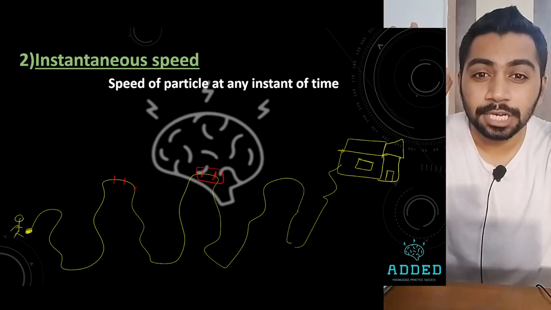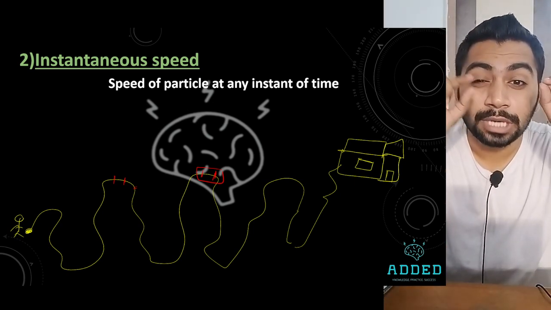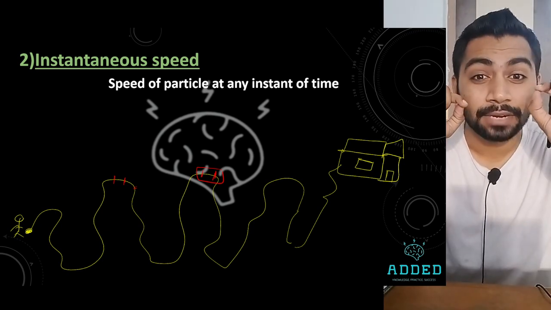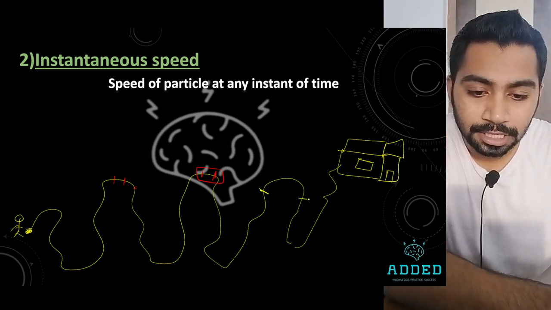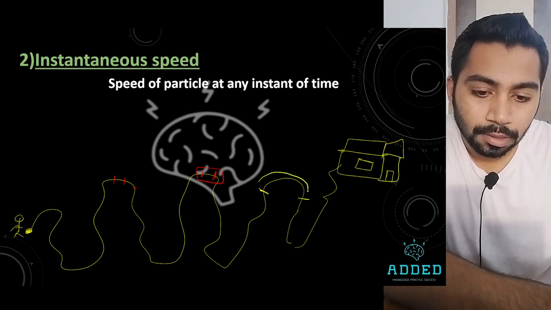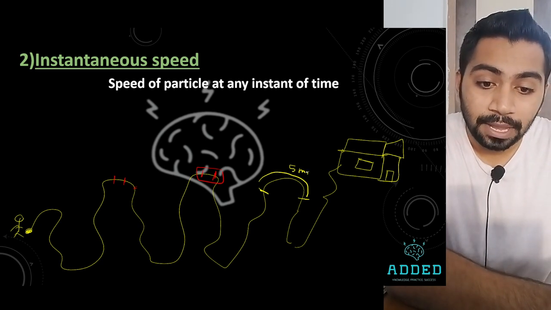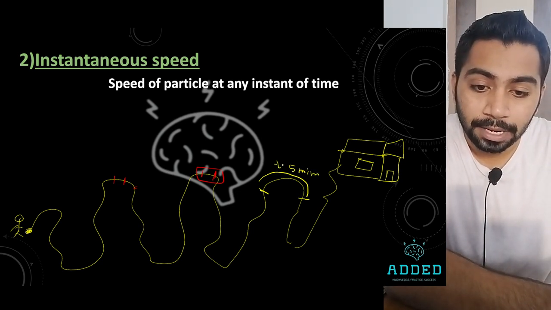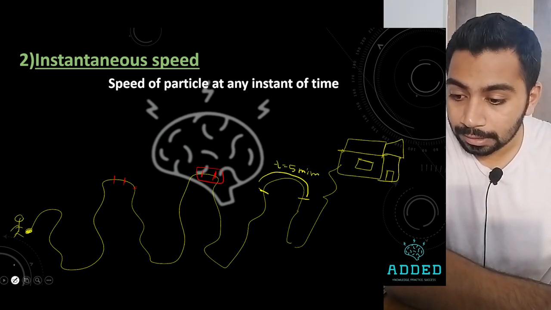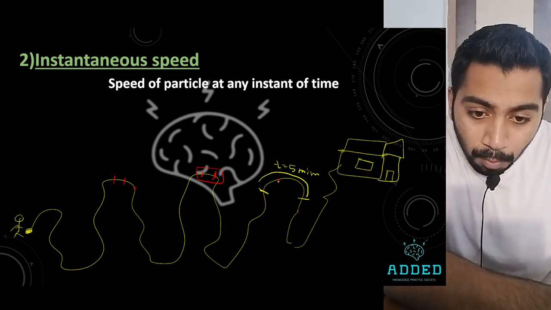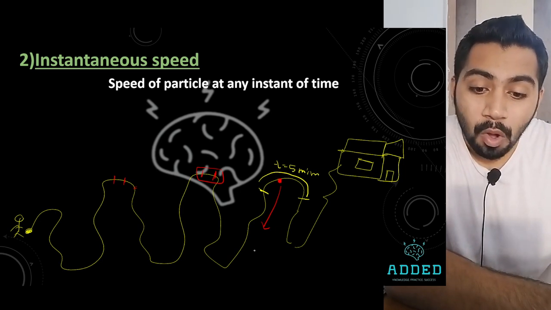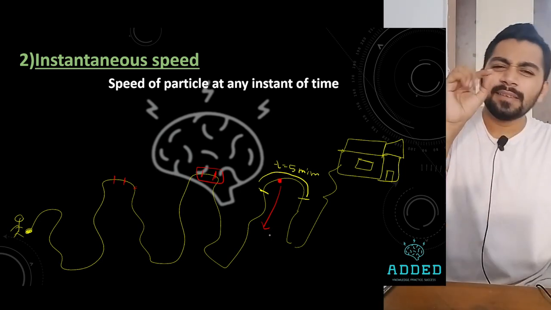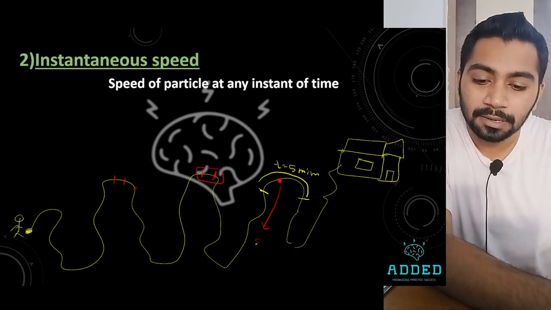See, very simple. Instantaneous speed means speed of an object at a small instant of time. If this distance you covered in 5 minutes, t is equal to 5 minutes, then at this small point, a very small point, what was your speed?